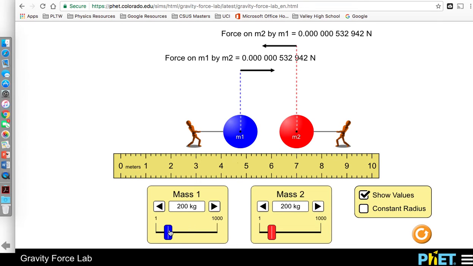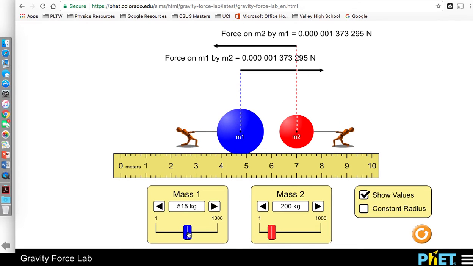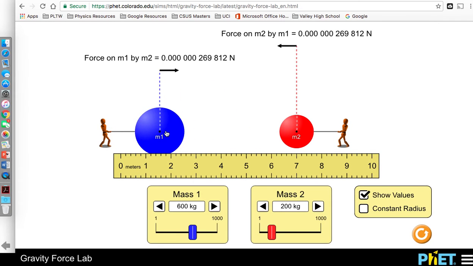Now let's see what happens if we increase the mass of just one of them. If we increase the 200 kilogram mass to, let's say, 600, how did it affect both of the masses? It has the same effect on both masses. Even though we increased the mass of just M1, it still had the same impact on M2. So this force on M2 got just as large as the force on M1 by M2, except in the opposite direction. If we decrease the radius, it changes at the same rate.